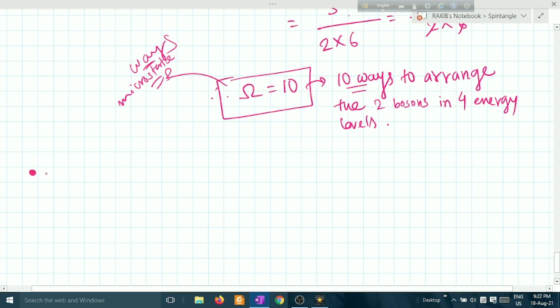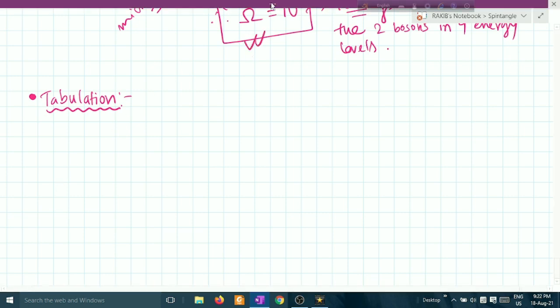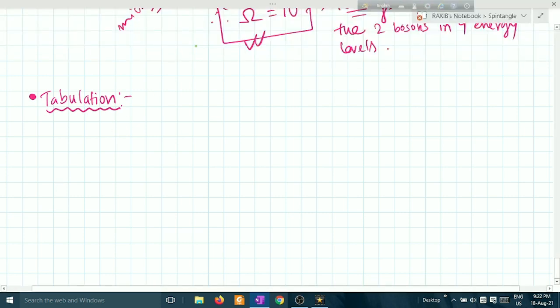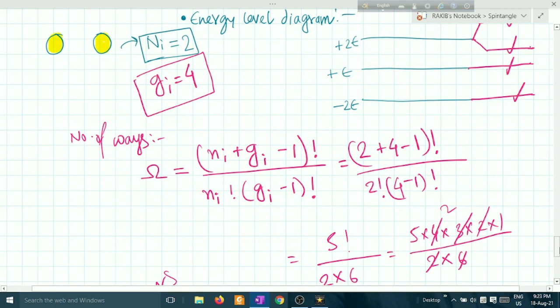Now make the tabulation. Okay, now make the tabulation. What is our tabulation? Tabulation will look like that. You have to make 10 diagrams. 10 diagrams, because number of ways are 10. Okay, say these 10 diagrams are 1 2 3 4. This is one diagram. Okay, because there are 4 energy levels. Now you have how many energy levels? You have 4 energy levels.